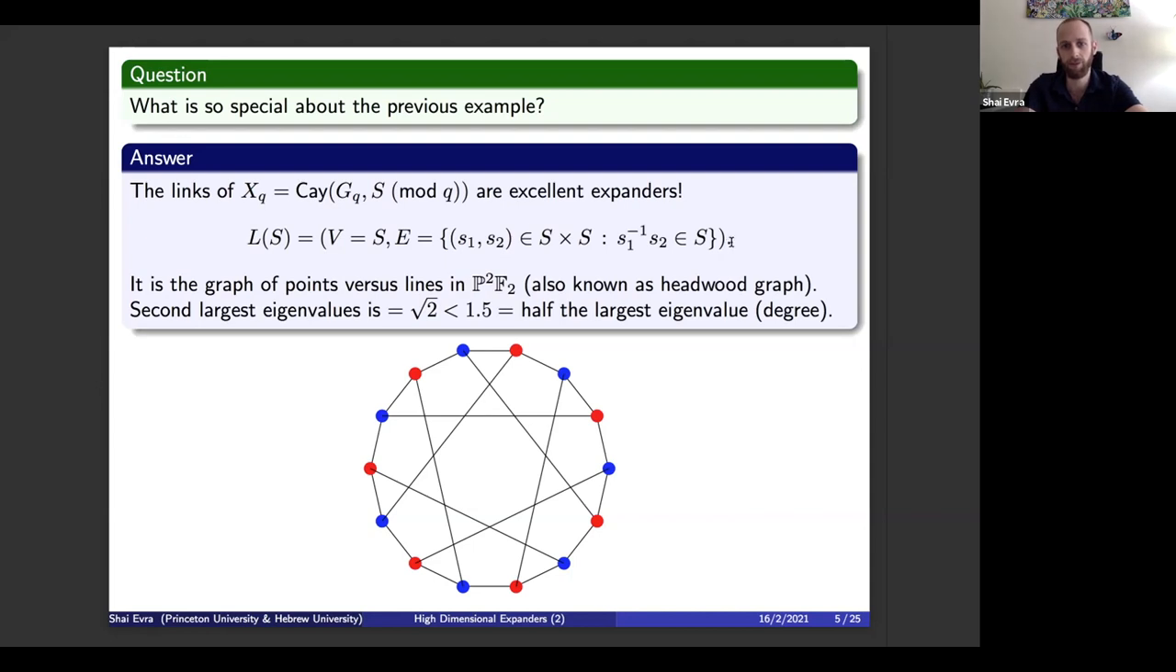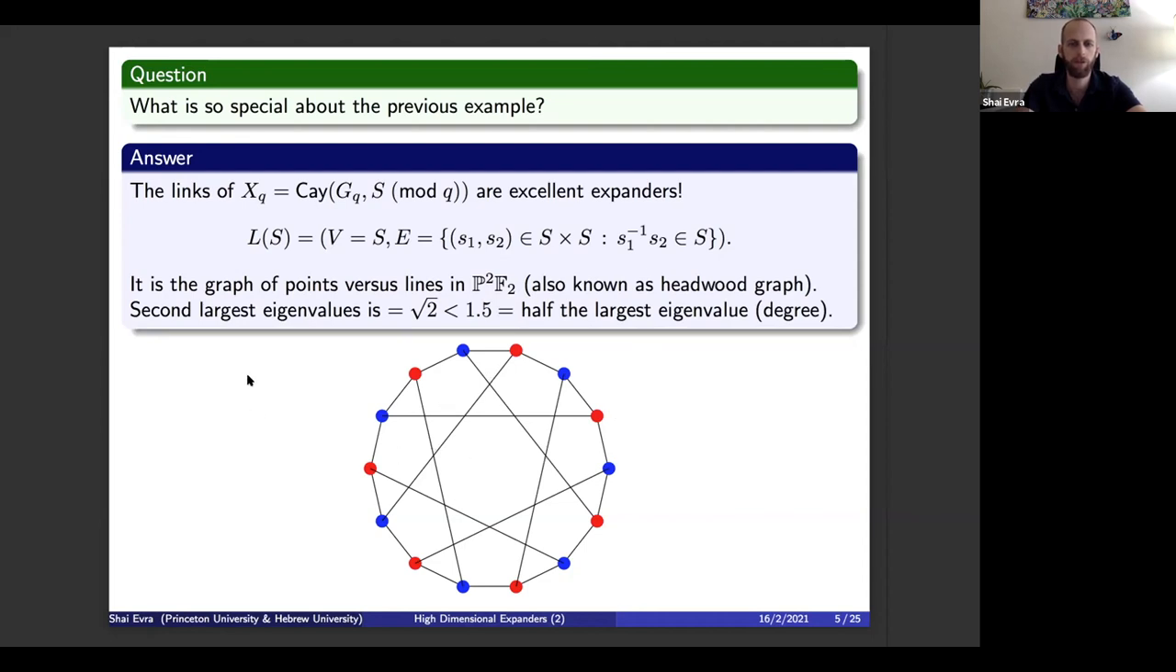Or, if you haven't been to last week's talk, you can just take this as the definition of a link of the graph X_q. It is a graph whose set of vertices is the generating set S. And you connect two elements from S by an edge in this link graph if the inverse of one times the other belongs to the set as well. So this is a graph on 14 vertices. And in fact, it is three regular. Every vertex has three neighbors in this link graph. And moreover, it's a very well-known graph. It's the graph of points versus lines in the projective plane over the field of two elements, also known as the Heawood graph. Here's a picture of it.